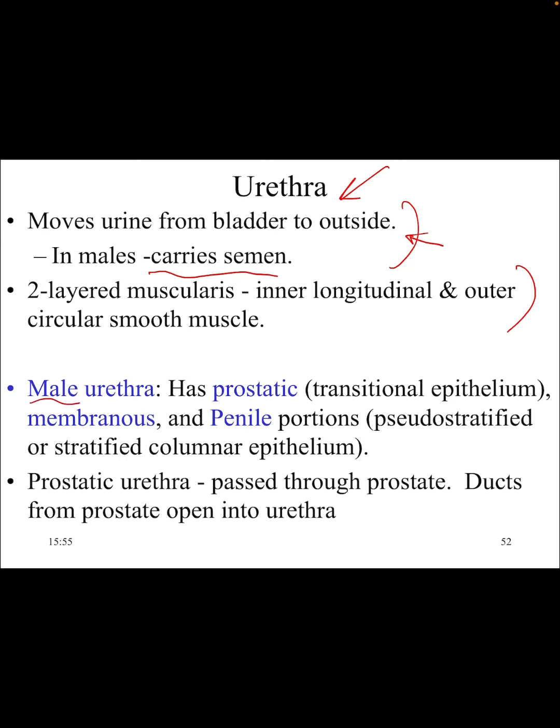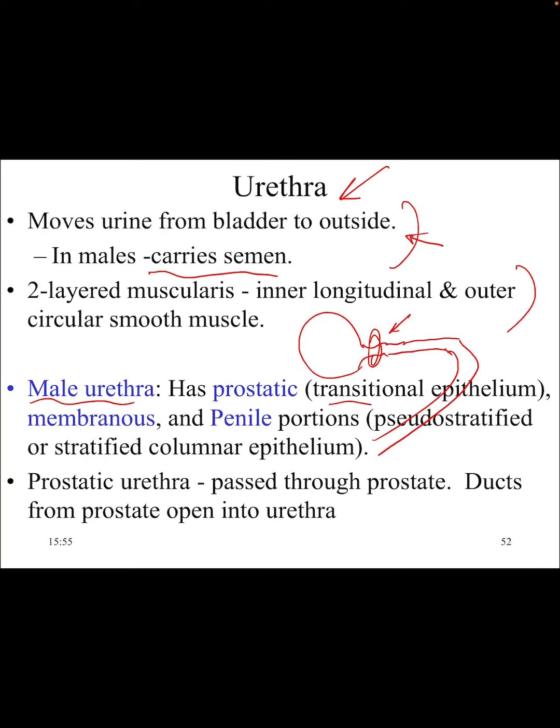In the male, the urethra is divided into three portions. We have the prostatic urethra, which is near the neck of the bladder, where there is the prostatic gland. This portion is called the prostatic urethra. Then we have the portion found inside the pelvic region, which we call the membranous. And finally, the one found inside the penis, we call the penile urethra.